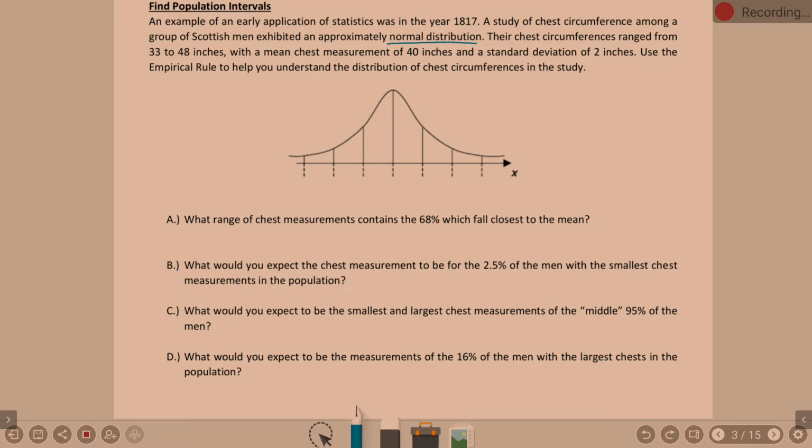Now, ultimately, our goal is to answer these questions. But before we answer these questions, I want to go through and put some labels on here to help it make sense. So, the mean. Where did I say the mean was going to go? It's in the middle, yes? And what they tell us the mean was? Mean chest measurement of 40 inches. So right there in the middle, that is my mean of 40.